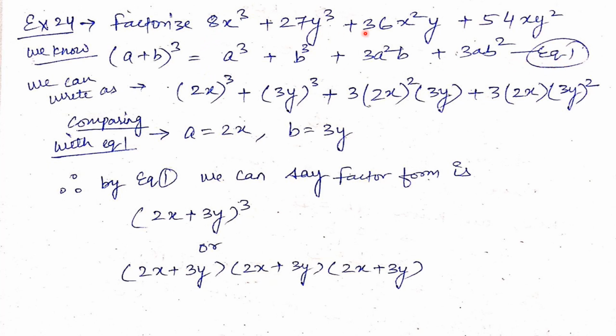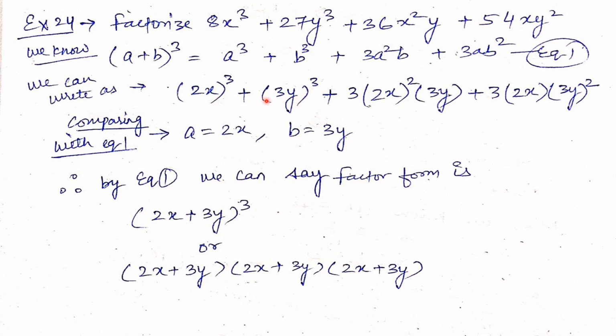Now I can write the given question like this. This is 8, it can be taken as 2 cube. So we can write 2x whole cube in the place of 8x cube. Isn't it correct? Yes. Similarly, 27y cube can be written as 3y whole cube.